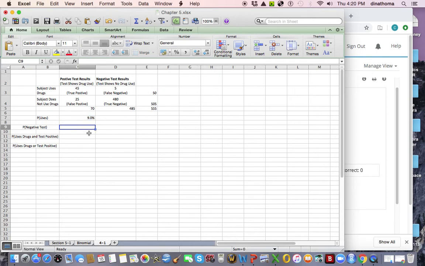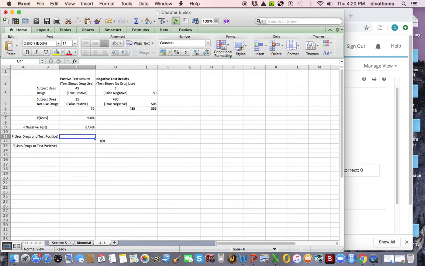The probability I get a negative test is the negative row, which is the 485 divided by 555. Again, if I want it in percent, in one decimal place, 87.4%.